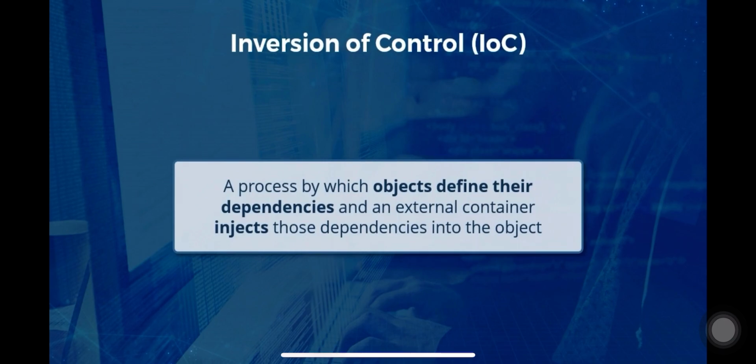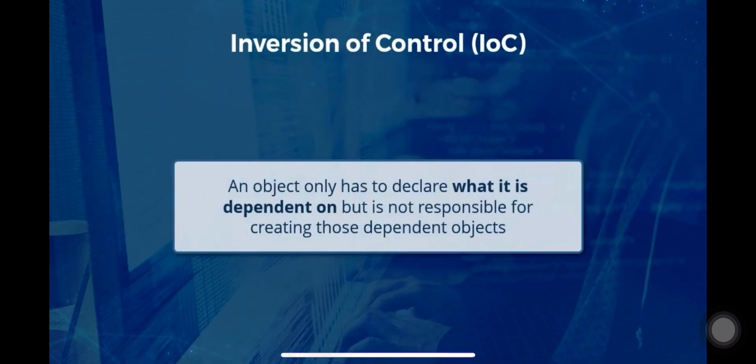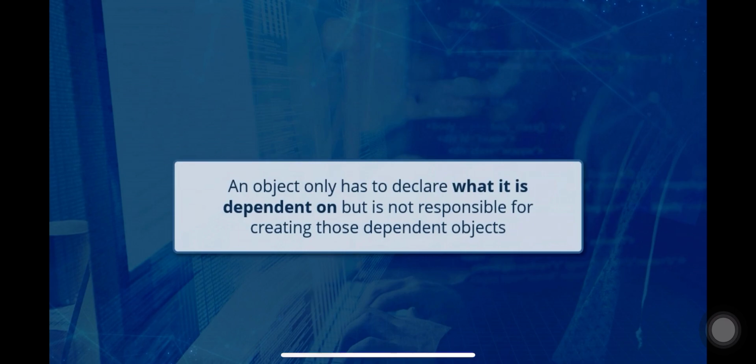Spring Beans form a core feature of the dependency management system available in Spring, the inversion of control. Inversion of control is a process by which objects define their dependencies and an external container injects those dependencies into the object. Any Spring Bean within the Spring framework only has to state what its dependencies are. It's not responsible for creating instances of those objects, and the external container will take care of this. As a developer, when you develop your own Spring Bean components, you only have to declare what your component is dependent on. You are not responsible for creating or instantiating those dependencies.